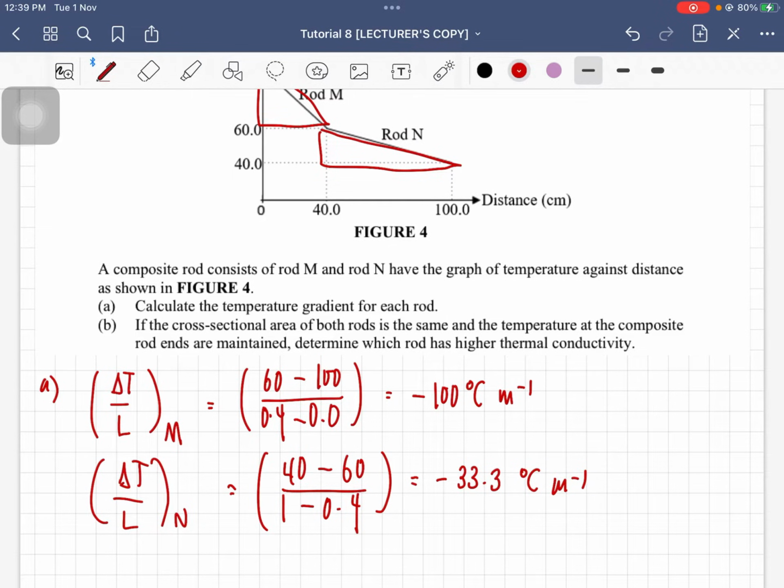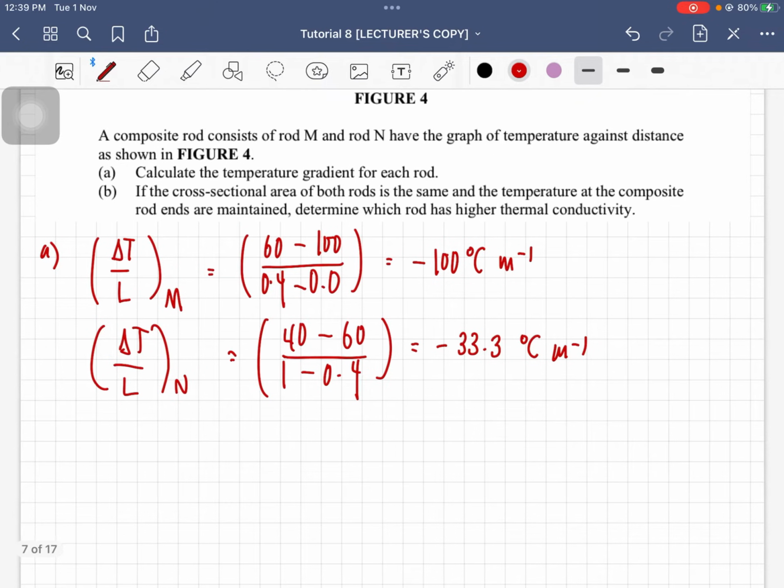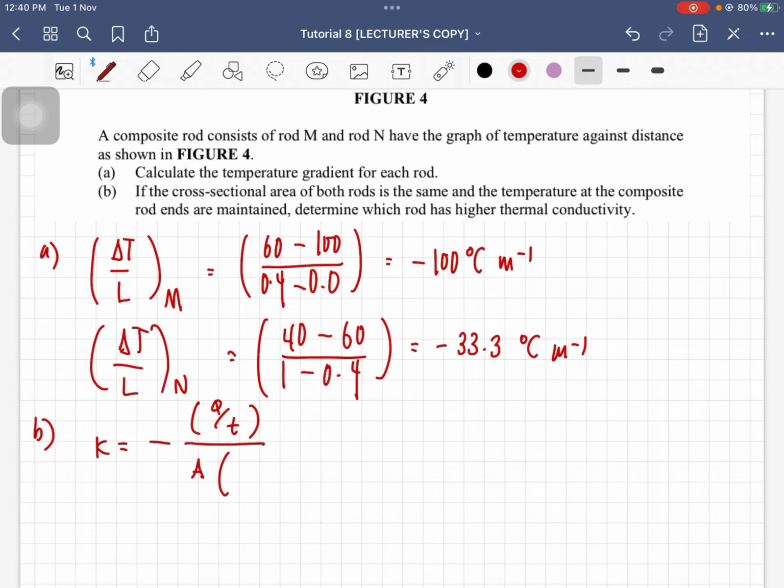For question B, if the cross-sectional area is the same and the temperatures at the composite rod ends are maintained, determine which rod has higher thermal conductivity. Okay, so now it is asking about thermal conductivity. We know that if we rearrange the rate of heat transfer formula, the formula of thermal conductivity is given as Q over t over area times delta T over L. So this is the thermal conductivity formula.